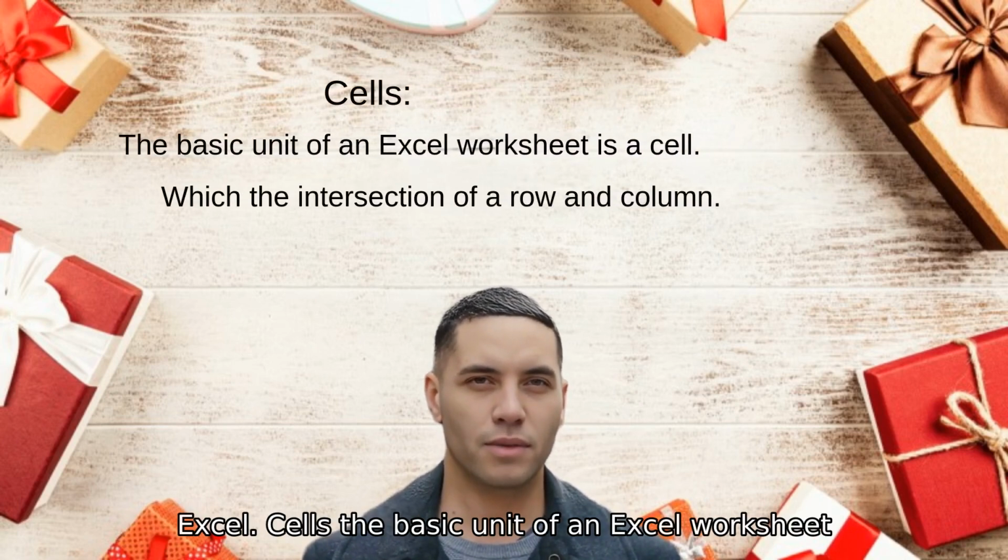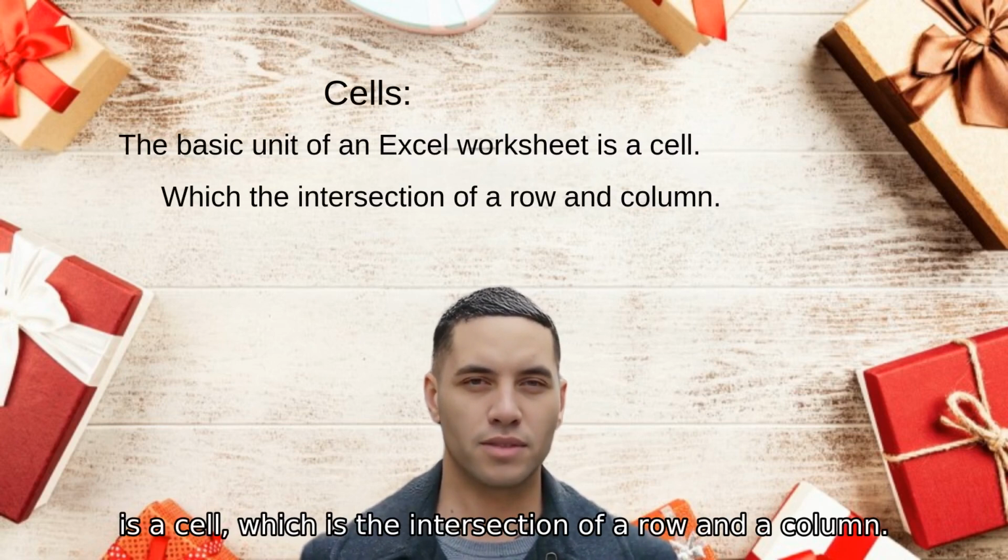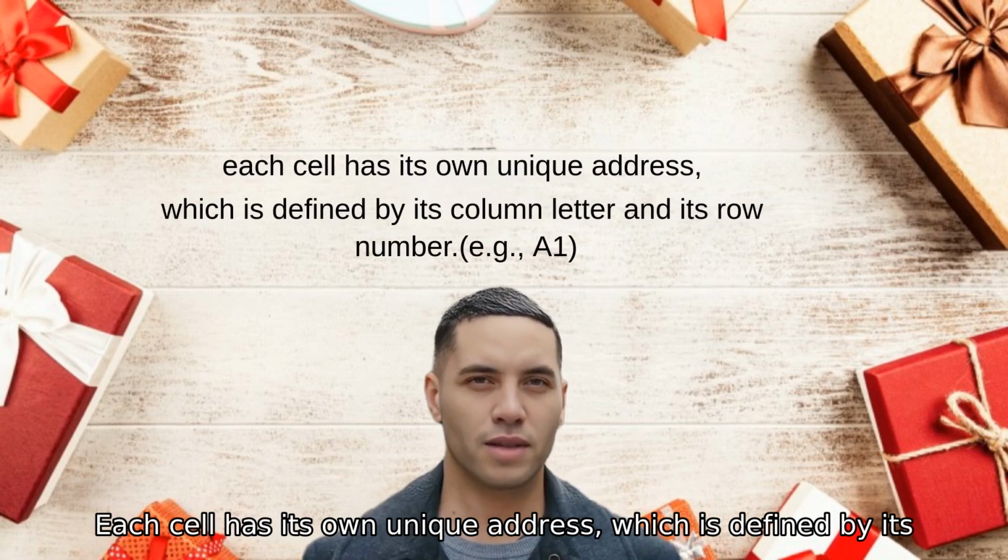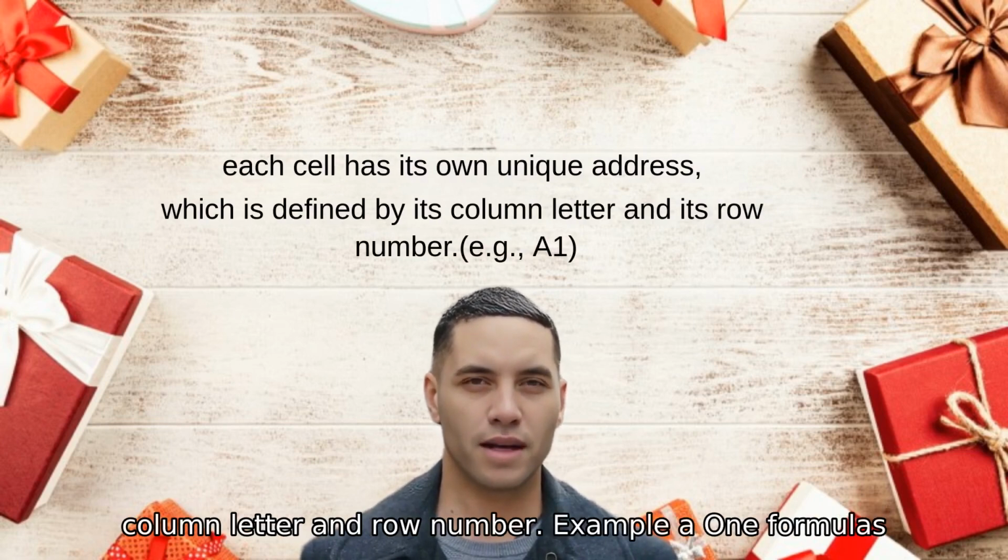Cells. The basic unit of an Excel worksheet is a cell, which is the intersection of a row and a column. Each cell has its own unique address, which is defined by its column letter and row number, for example, A1.